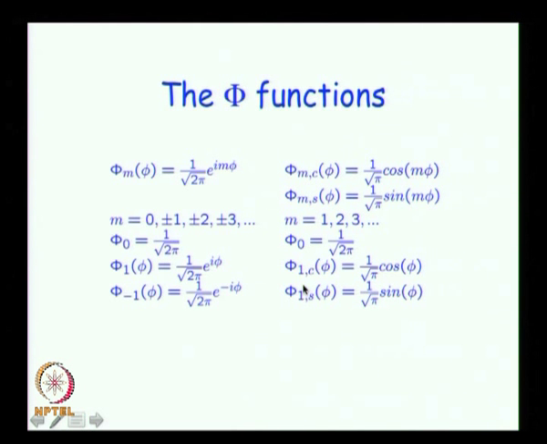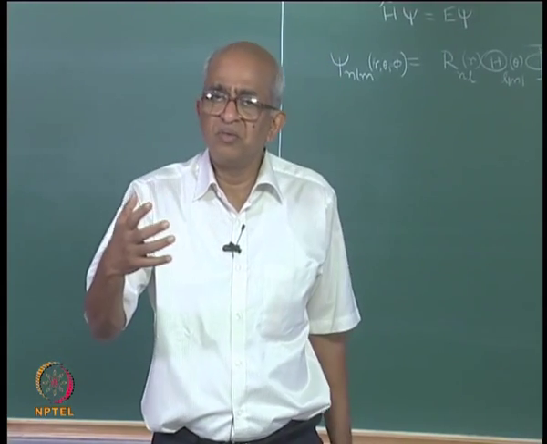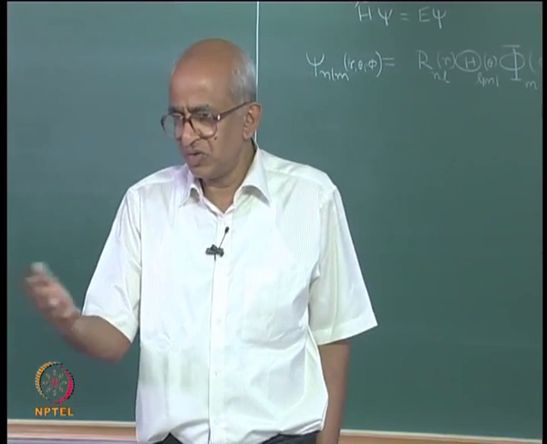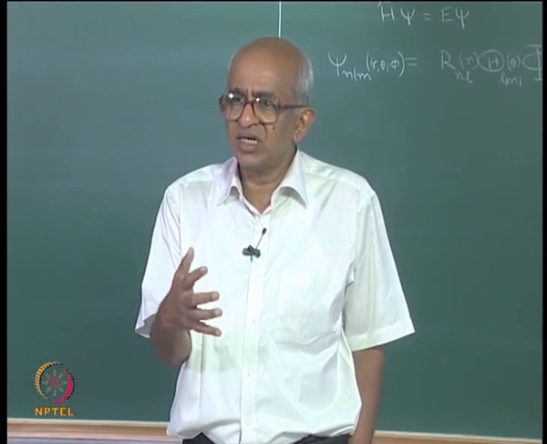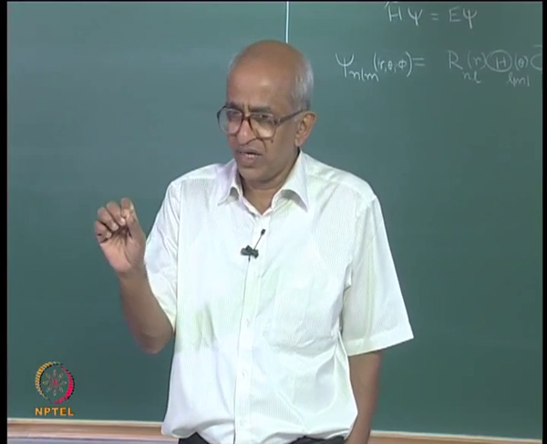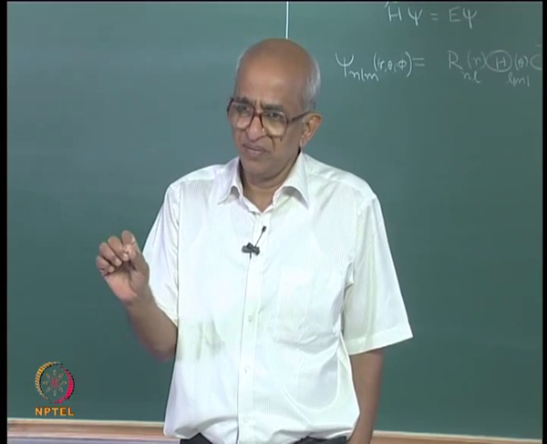For example, you can get a solution which is of the form cos phi, but then that will have a normalization factor of 1 by square root of pi, or you can get a solution which is of the form sin phi and the normalization factor is again 1 by square root of pi, right. Not only for this case, when m is equal to plus or minus 2, you can do exactly the same thing and you will get solutions which are of the form cos 2 phi or sin 2 phi.